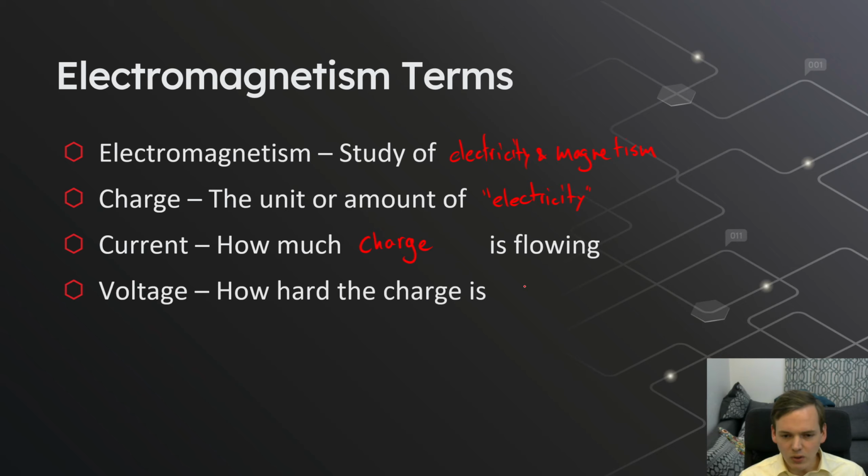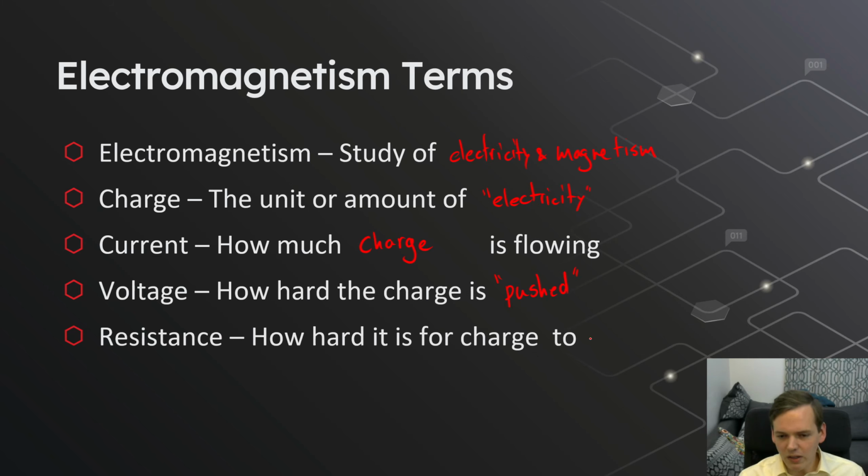Next, voltage is how hard the charge is pushed or pulled through a current. If you think about that river with the water flowing through it, it's how hard the water is being pushed through that river or being pulled down the hill. A higher voltage will tend to also mean a higher current, because if you're pushing harder, you're going to move more of that charge.